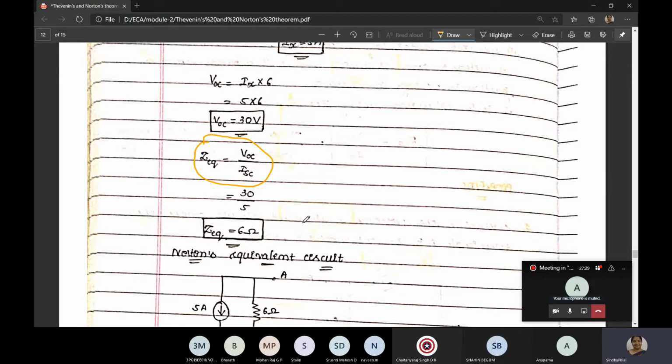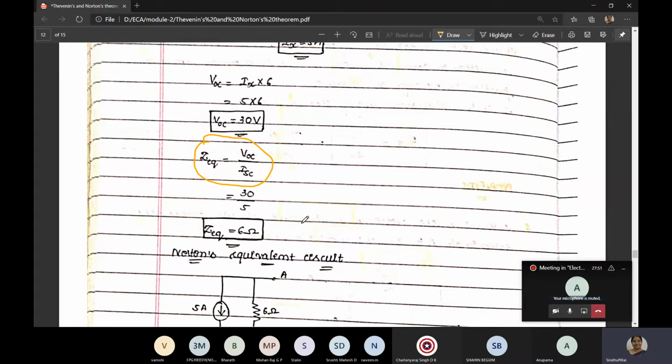See, again I will tell you, whenever there is a dependent source, we will not go with the previous method. In the previous method, when we had only independent sources, we were removing those independent sources. If it was a voltage source, we were shorting it, or if it was a current source, we were opening it.